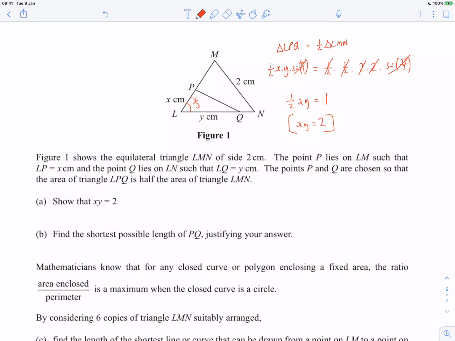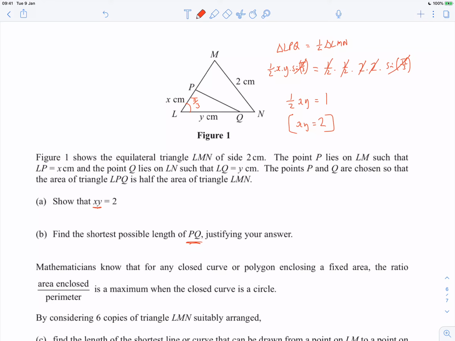Okay, part B, find the shortest possible length of P to Q justifying your answer. So what we want is to minimize P to Q for a particular value of x and y. So there's two ways we could have gone about it. We could have minimized PQ with respect to x and set it equal to 0, or we could minimize PQ with respect to y and set it equals to 0. So first of all, let's try and find an equation for PQ.